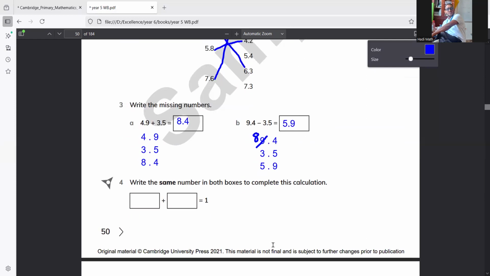They say write the same number in both boxes to complete this calculation. We need the same number, meaning a number plus itself gives us 1. What number plus itself? This is a decimal number. It's 0.5 because 0.5 plus 0.5 will give you 1. And we need to understand that this means we divide 1 by 2, which is equal to half, and half is equal to 0.5. You need to understand this.